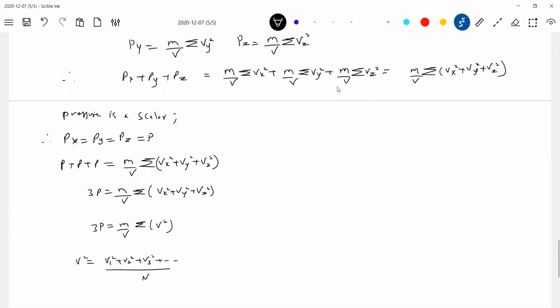It should be v1 square plus v2 square plus v3 square. So this quantity I should write as vrms. This is equal to summation of v square by n. Summation of v square means you can write it as v1 square plus v2 square plus v3 square plus v4 square. So here we'll introduce a quantity called root mean square speed, which is equal to v1 square plus v2 square, v3 square, and so on.